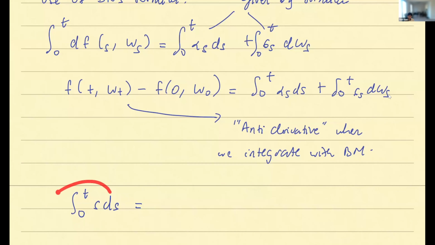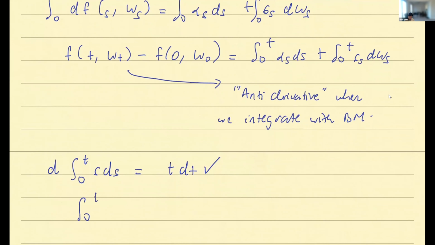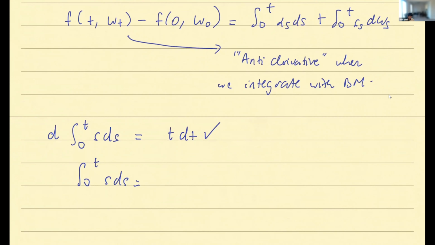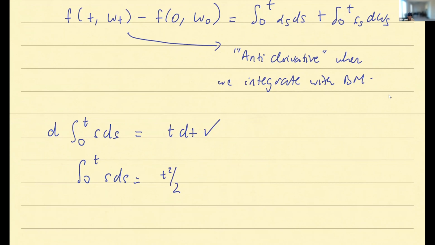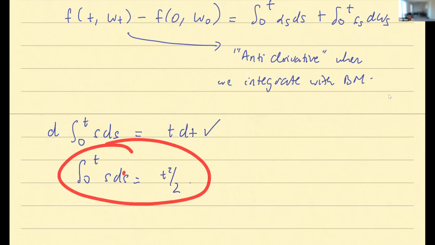It's not a trick question. What is this? No, I'm not asking for this. I'm not asking for D of this. If D of this, then that's t dt. That's correct. I'm asking for this only. Maybe it's too much abstraction, so you are not following everything. But this is just t squared over 2, isn't it?